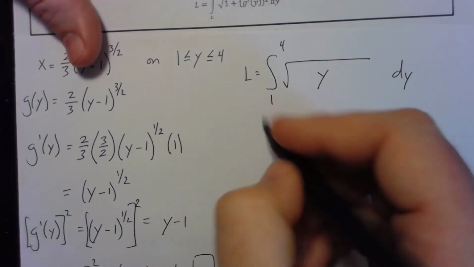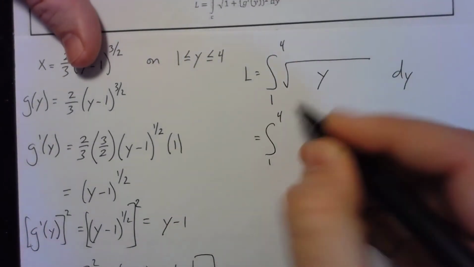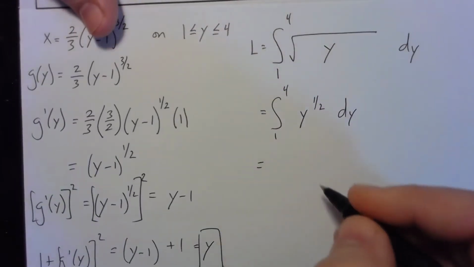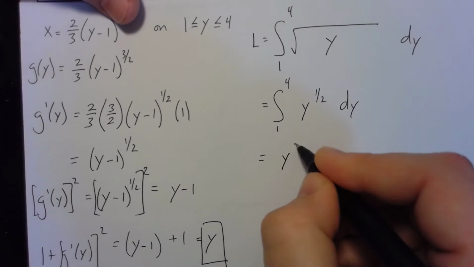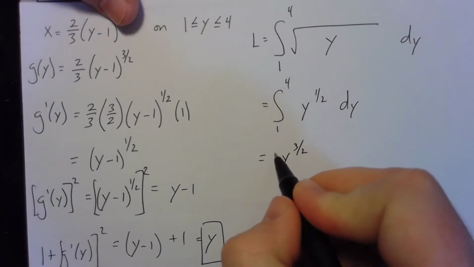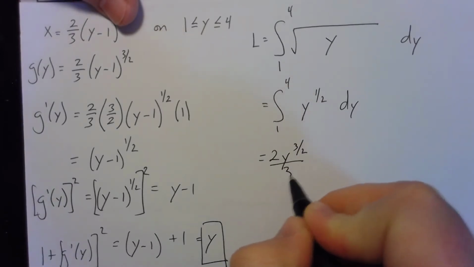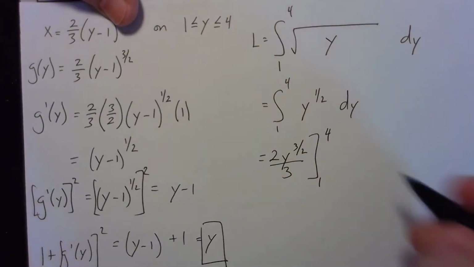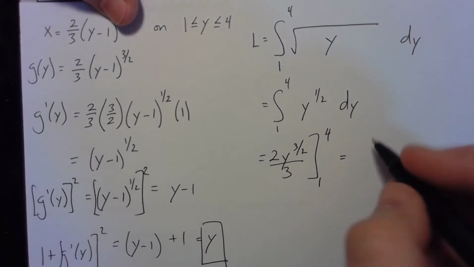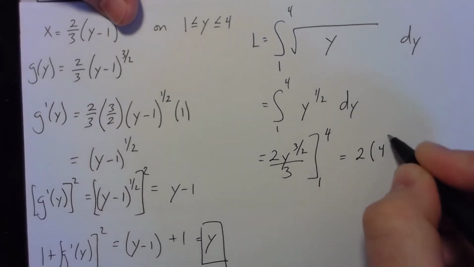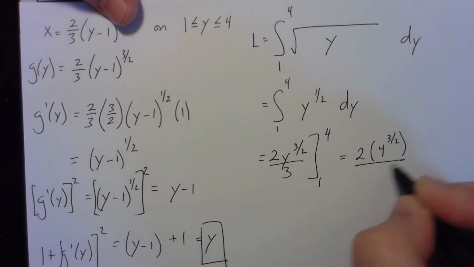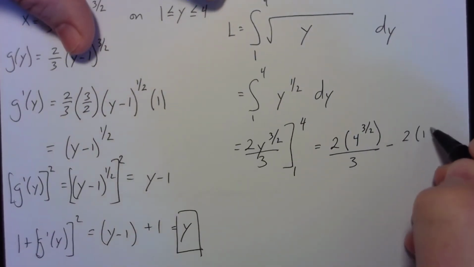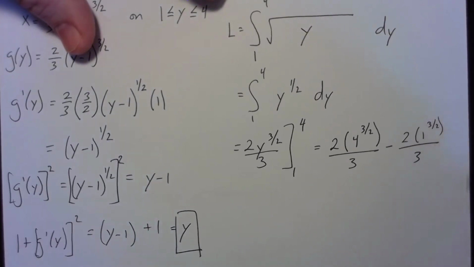So conveniently in this particular case, I have the integral from 1 to 4 of y to the 1 half dy, which we should be able to integrate relatively smoothly, increasing the power to 3 halves, dividing by that power 3 halves, or multiplying by 2/3, evaluated from 1 to 4. In this case, what we're going to find when plugging in these values is 2 times 4 to the power of 3 halves, divided by 3, minus 2 times 1 to the power of 3 halves, divided by 3.